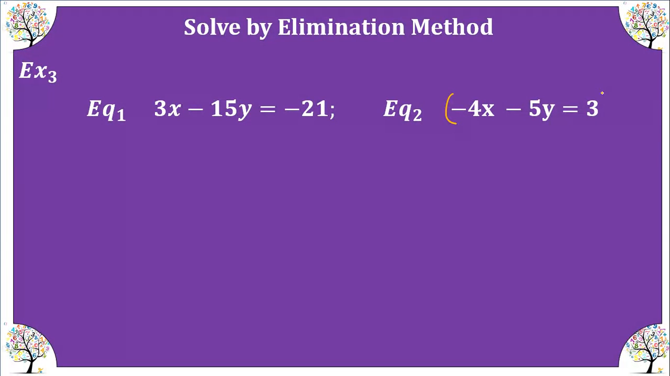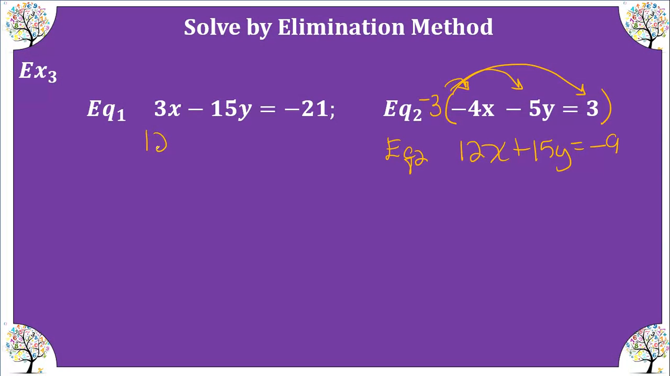So I'm going to multiply. I need it to be +15y. So to get a +15y, I need to multiply by -3. So my new equation 2 is going to be, and I'm going to distribute your -3, we're going to get 12x plus 15y equals -9. Remember to multiply all the way across. Now this is equation 2. I'm going to combine it with equation 1.